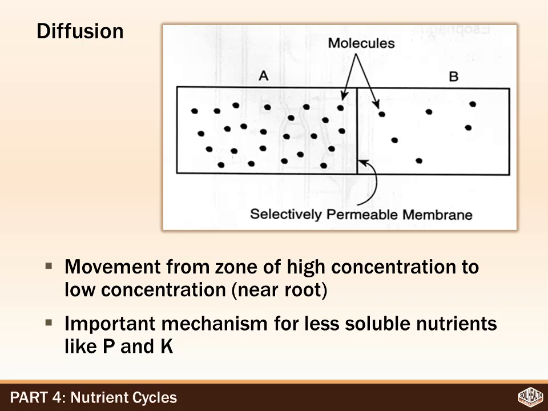Less soluble nutrients, such as phosphorus and potassium, tend to migrate across gradients of concentration, as depicted here, where you have a high concentration of an element on the left that impels movement towards an area of lower concentration, somewhat similar to mass flow, but aided by the tendency for the ions to seek an equilibrium in terms of concentration within the system.